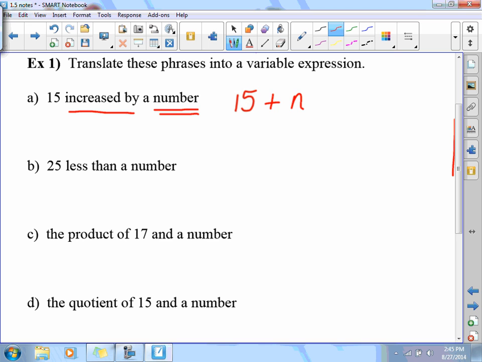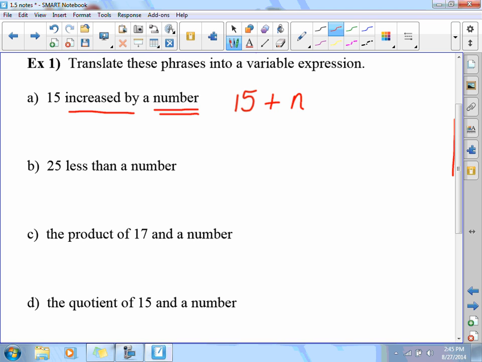You can use any variable you want. You can use n, you can use x, you can use capital A for awesome, you can use lowercase q for quality, whatever. You just pick a variable. Sometimes they will tell you what variable to use. So if they tell you which one, then use that one. But otherwise, you can pick whichever one is your favorite.